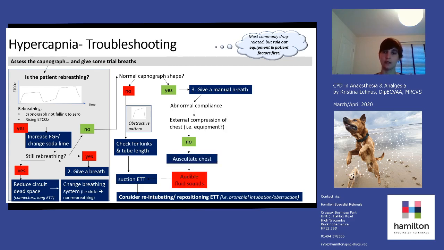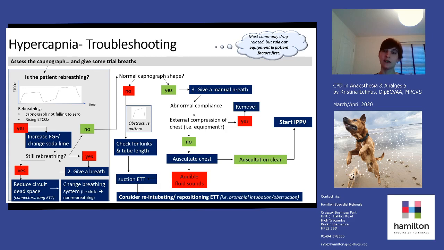If you hear audible fluid sounds, that's often upper respiratory tract and you can suction the ET tube, or if you need to, you can re-intubate. If they're lower crackles, lower airway or pulmonary crackles, then there's not very much you can do, but you should probably then consider starting IPPV. If there is external compression of the chest, then that's easily solved. Remove it.